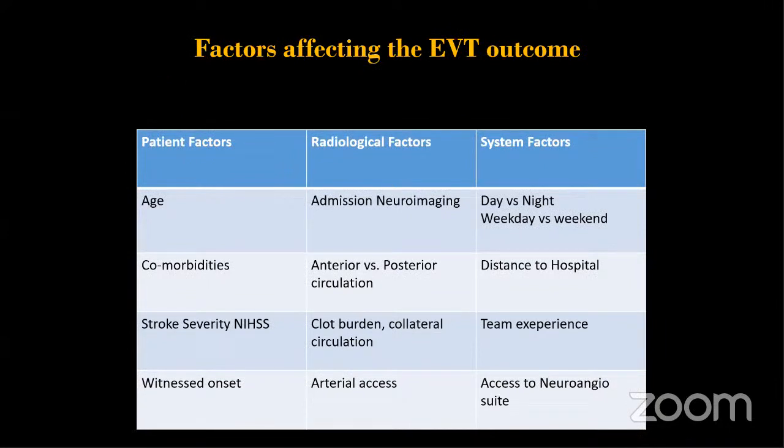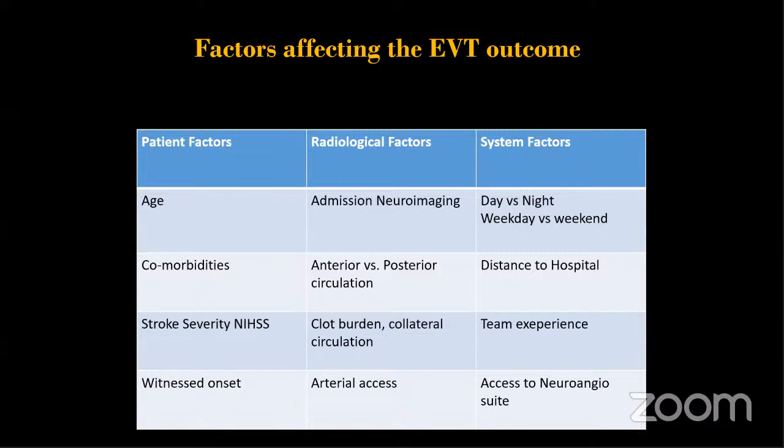So there are many factors affecting the EVT outcome. There are some factors related to the patient himself, some radiological factors, and some system-related factors. For example, in patient factors, we know that the very elderly with a lot of comorbidity would lead to increased morbidity and mortality. Stroke severity and a high NIH stroke scale again affect the outcome. And witnessed onset: those patients with witnessed onset who presented very early have the best chance to have a good outcome if they have a good recanalization.